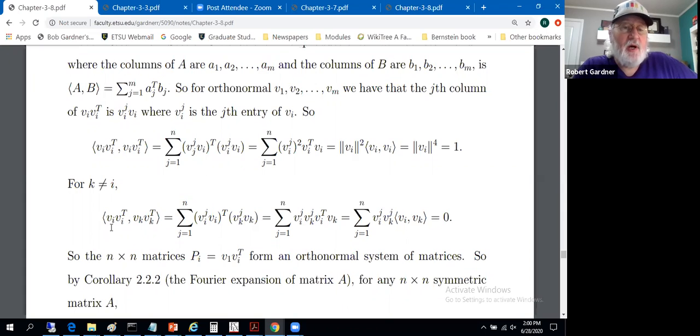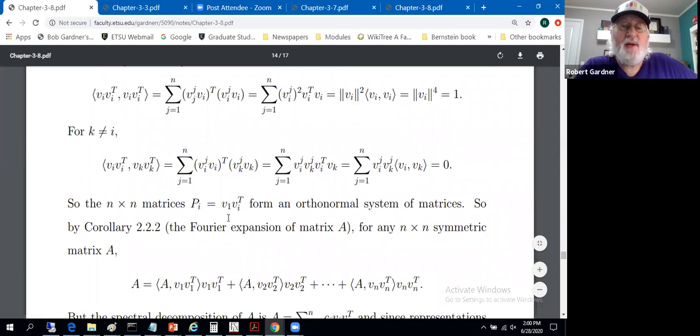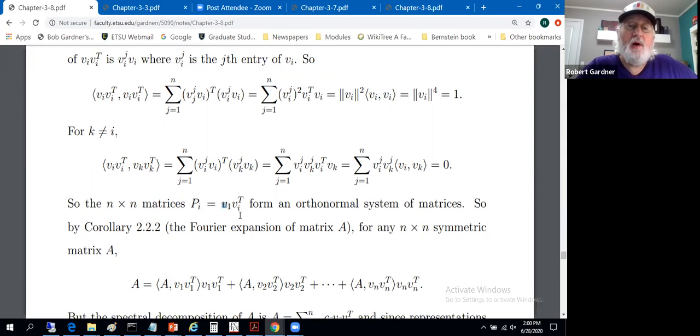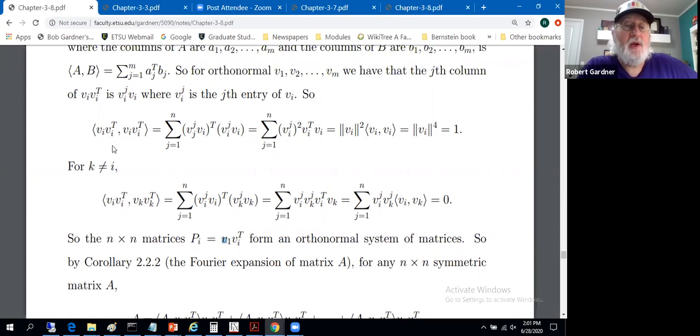So what we see is these outer products have inner product 1 with themselves. And when we take an inner product of one of these with a different one, it sounds weird, the inner product of these outer products, we get 0 when we use different indices. If we define P sub i to be v sub i v sub i transpose, as we did above when we had the spectral projectors, then we see that these matrices, thusly defined, form an orthonormal system of matrices. So up here we've shown the inner product of P sub i with itself is 1. The inner product of P sub i with P sub k, where i and k are different, is 0. Orthonormal system, except this time it's matrices instead of vectors.